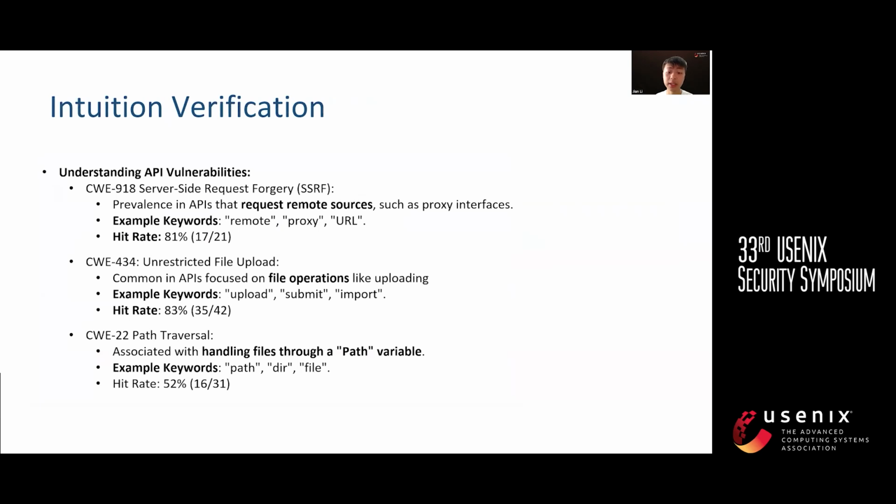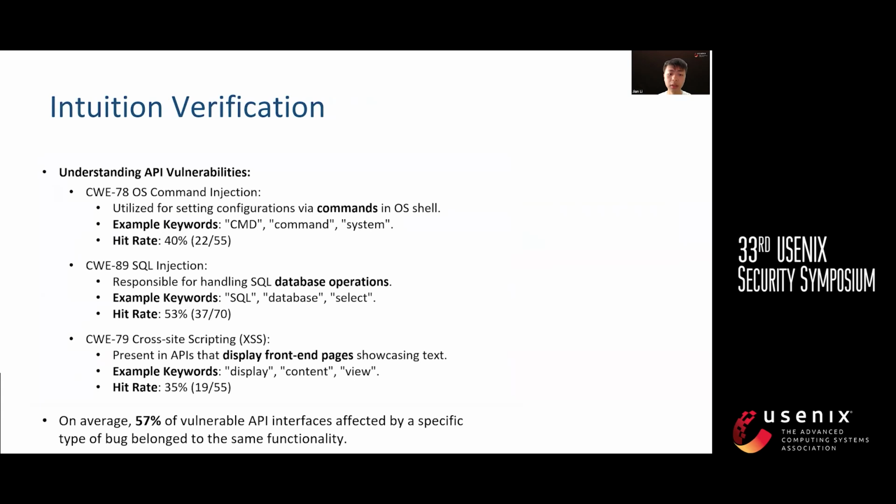The result shows that SSRF is prevalent in APIs that request remote resources. Example keywords include remote, proxy, and URL. The hit rate is about 81%. Other vulnerabilities also have similar patterns. On average, 57% of vulnerable API interfaces affected by a specific type of bug belong to the same functionality.